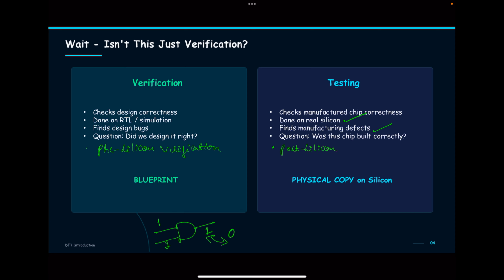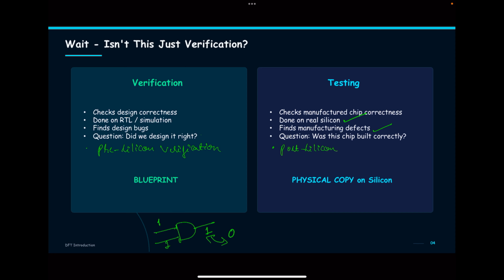So obviously, with this explanation you need to understand why we need both verification and DFT, because a design can be functionally correct and pass 100% of simulation tests. It can still fail after manufacturing due to physical defects such as opens, shorts, or process-related issues. But verification will never see these defects because they don't exist in the RTL or simulation stage. They are introduced during the manufacturing process.